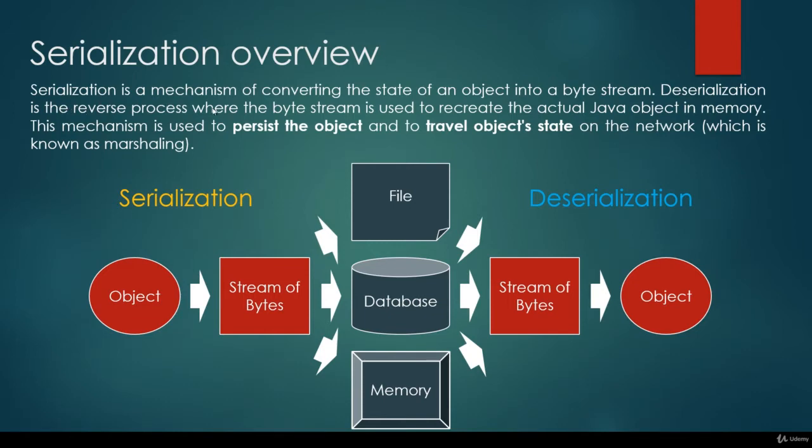Deserialization is the reverse process where the byte stream is used to recreate the actual Java object in memory. This mechanism is used to persist the object and to travel object states on the network.